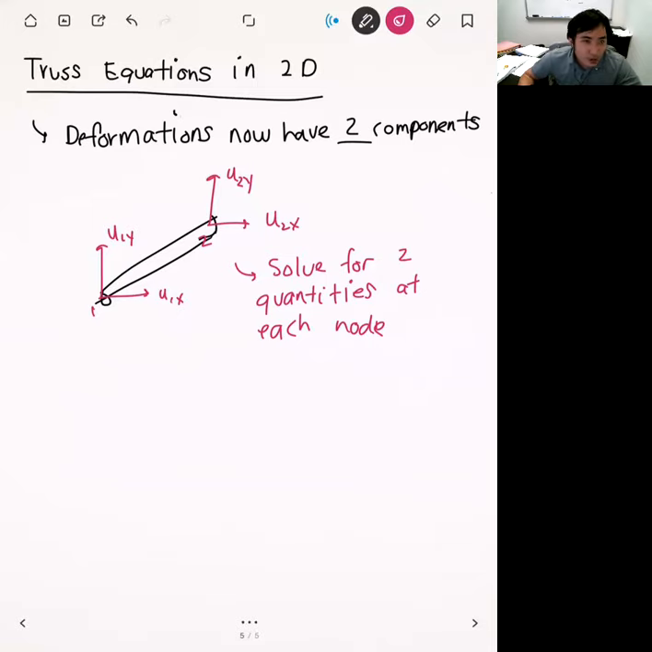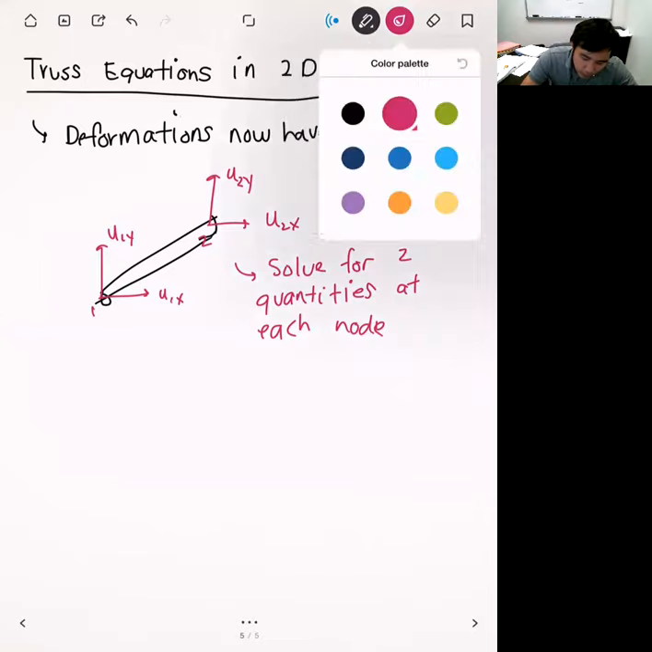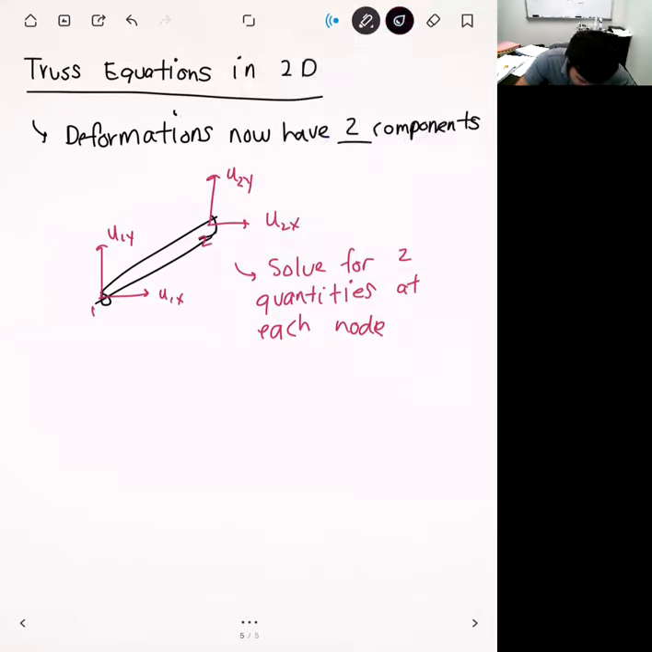And so, even though we're solving for two quantities at each node, we still are under the assumption that the deformations are purely axial, right? And so if we draw this in terms of the local coordinates, it still looks like this, okay? But the reason we break it up into components like that is so that we can work under what's called the stationary and consistent coordinate system, okay?